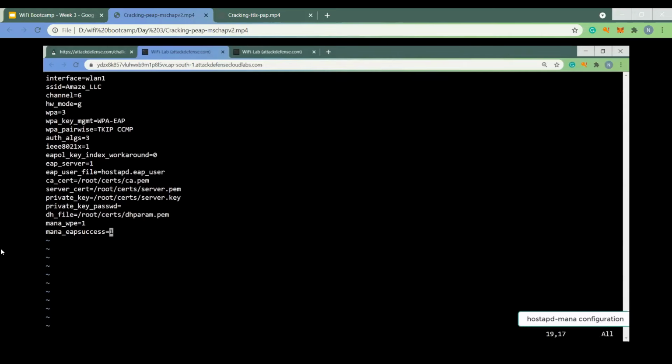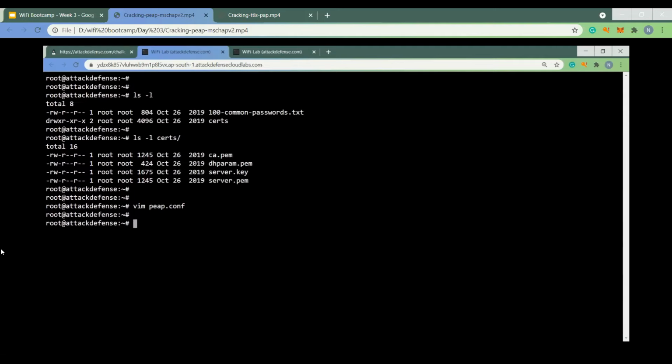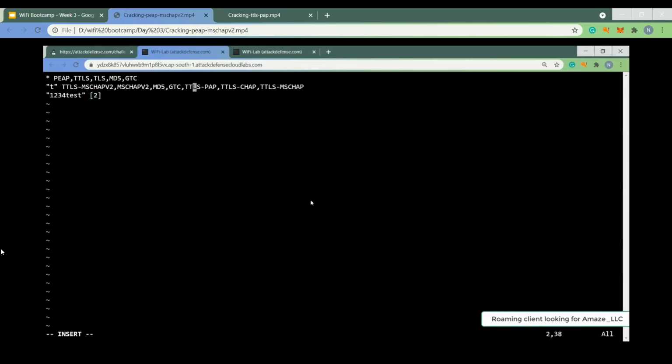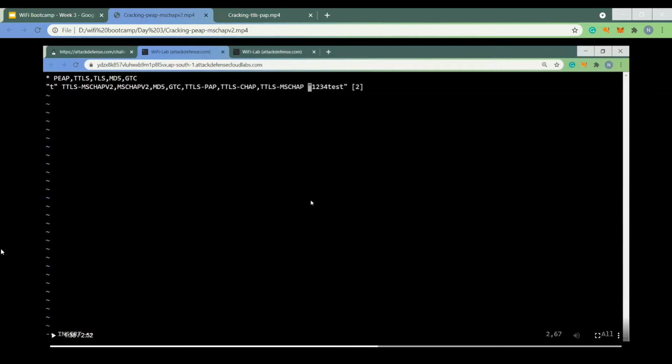So we save this hostapd-MANA configuration file. After saving this, now we need to create the EAP user file. So this is the hostapd.eap_user file. We will paste this here. What this is doing is directing hostapd-MANA that it doesn't really matter which security scheme the client is using, we are going to engage with it. So if the client is using PEAP MSCHAPv2, we are going to engage with that. If it is using EAP-MD5, we are going to support that. If it is using TTLS MSCHAPv2, we are also going to allow it. That is what this means.